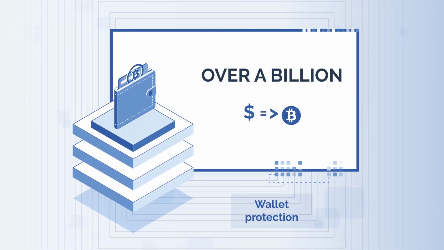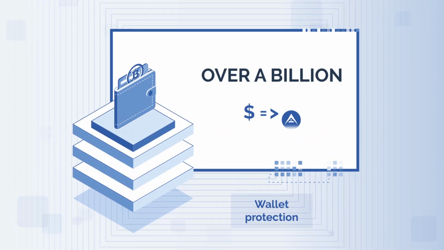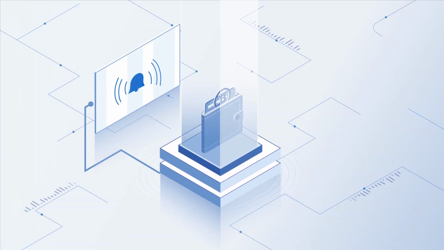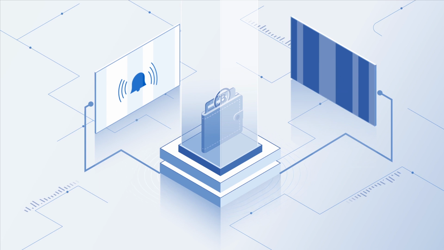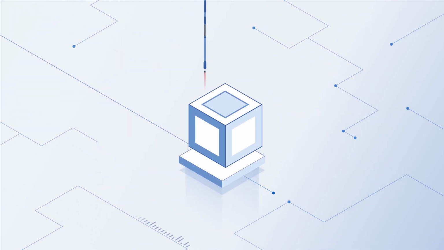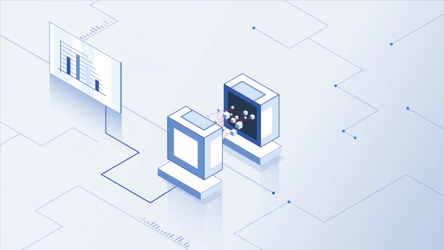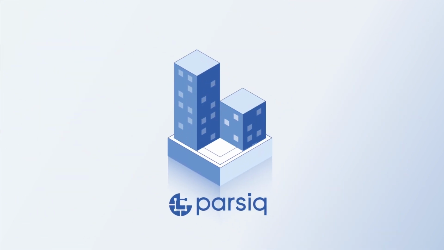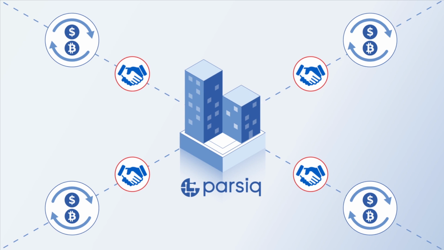Did you know over $1 billion in cryptocurrency has been stolen this year alone? Parsiq's alarm system alerts you to unauthorized transactions in real time. Then, Parsiq's asset tracing tool can dissect the blockchain data and tell you exactly where the stolen assets went. And because of our close relationships with exchanges, we can even get them back.